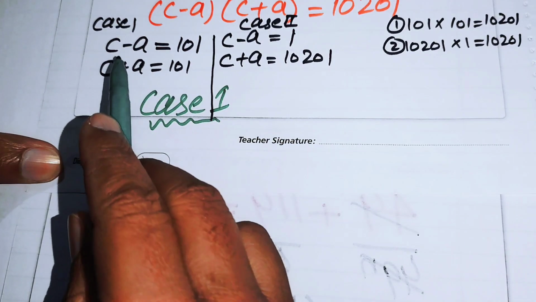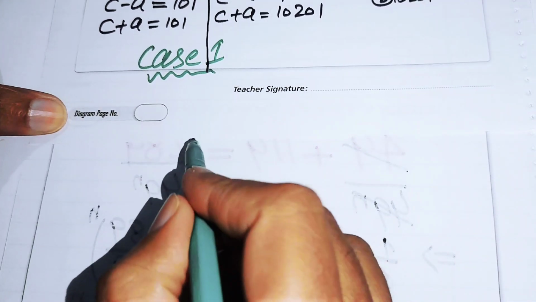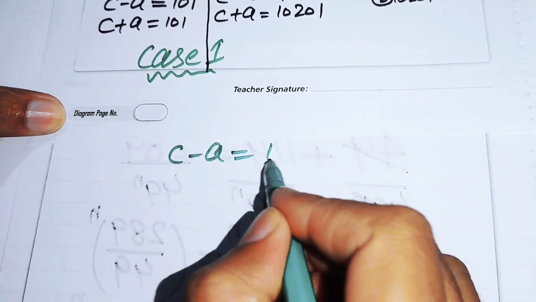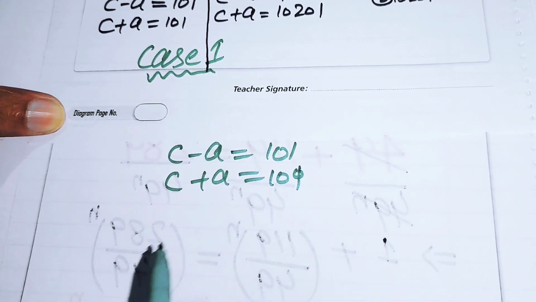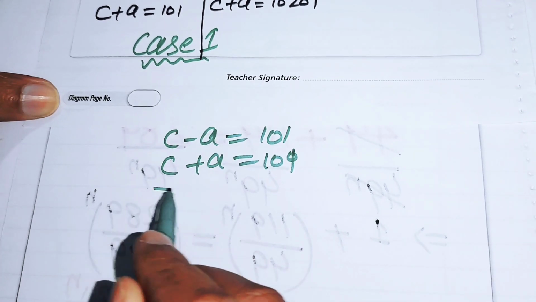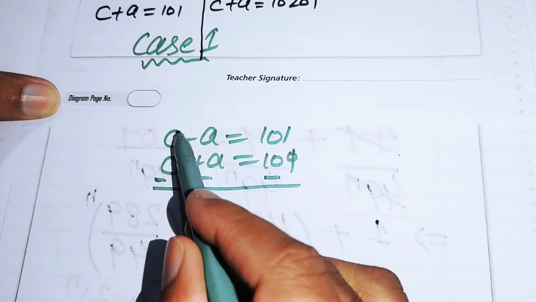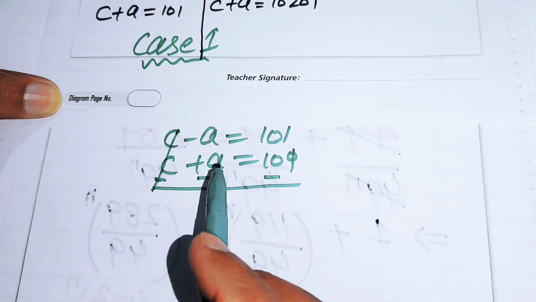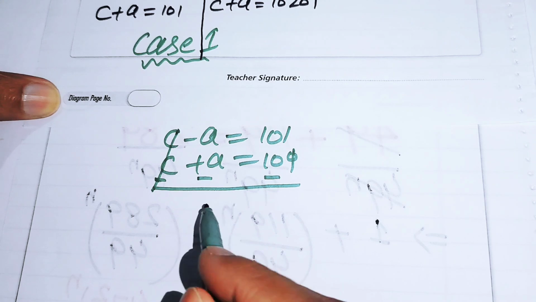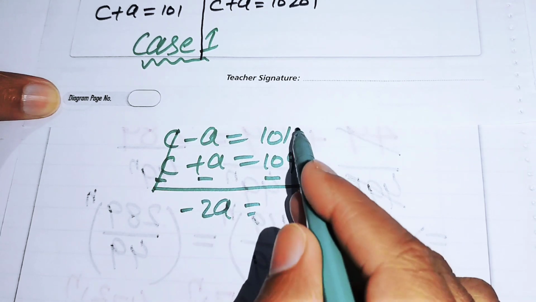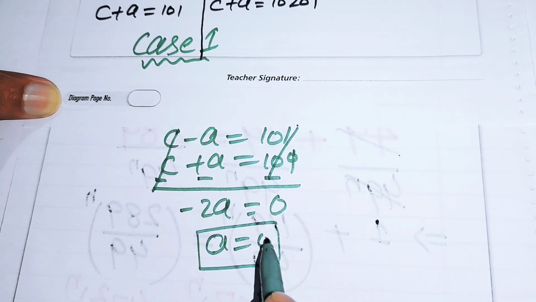So in case number 1 we have c minus a equals 1 and c plus a equals 101. When we subtract these two equations, you see that the c terms are gone, and we have minus a minus a, which equals minus 2a, and the right side gives 0. So here you get the value of a is 0.